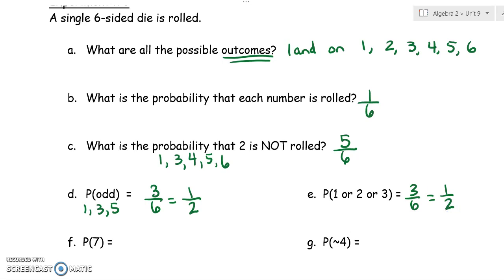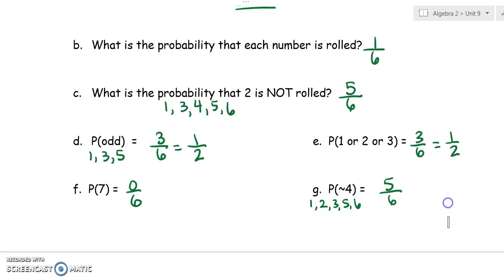What's the probability that a 7 is going to be landed on? Well, 0. It's out of 6. The die doesn't even have a 7. It goes as high as 6. And then what's the probability that it's not a 4? Well, the numbers that are not a 4 are 1, 2, 3, 5, and 6. So that's 5 numbers out of the 6 total. So that's pretty much how we're going to be doing basic probability.